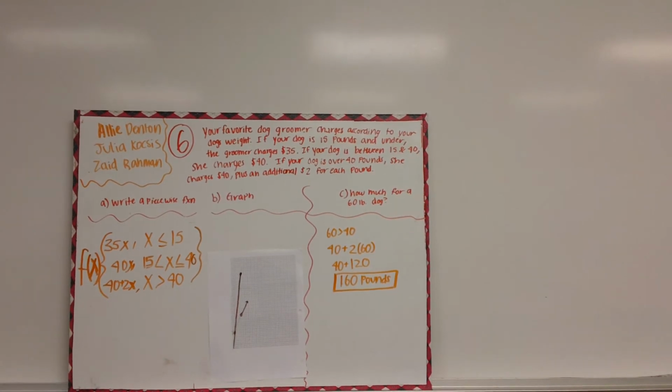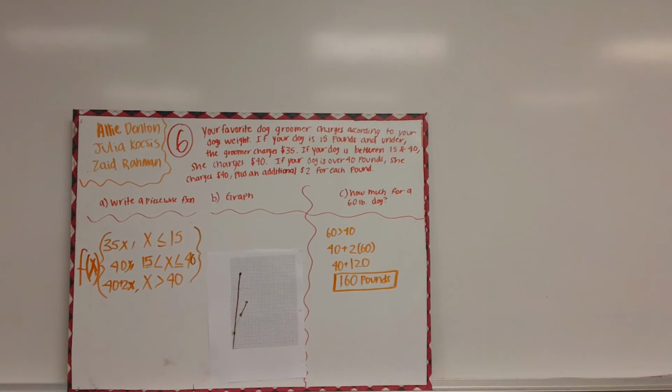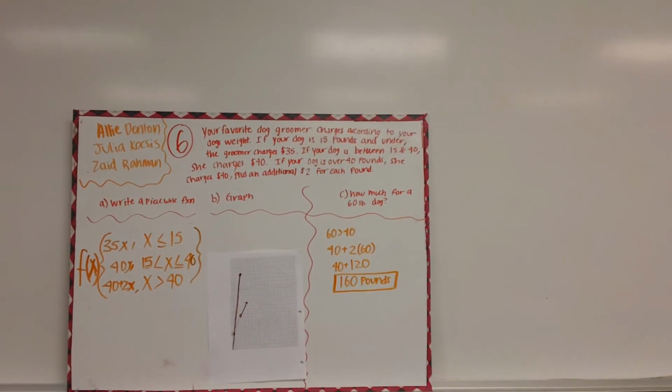Okay, we did problem 6, and problem 6 says your favorite dog groomer charges according to your dog's weight. If your dog is 15 pounds and under, the groomer charges $35. If your dog is between 15 and 40, she charges $40. If your dog is over 40 pounds, she charges $40 plus an additional $2 for each pound. Part A said write a piecewise function, Part B said to graph the function, and Part C asked how much it would cost for a 60-pound dog.